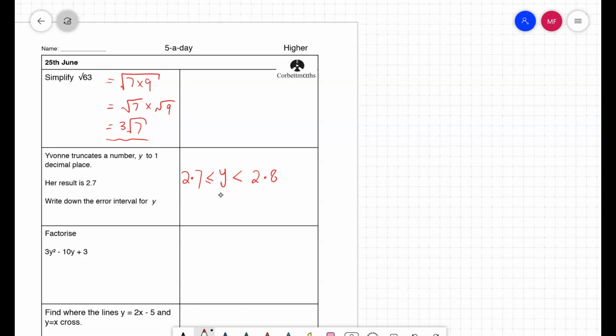Okay, so it's different to error bounds. If you were doing upper and lower bounds, you would have something like this. Okay, which makes more sense to me, but this is truncating, so this is the answer. If it was upper or lower bounds, then this would be your answer.